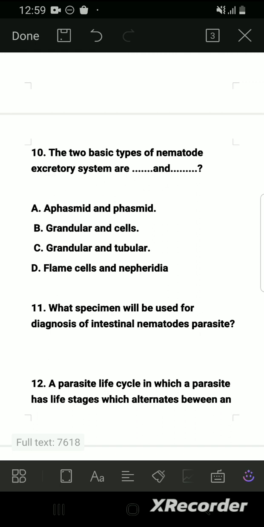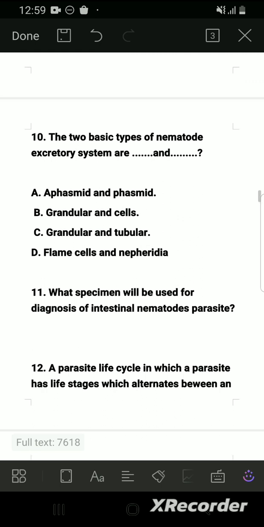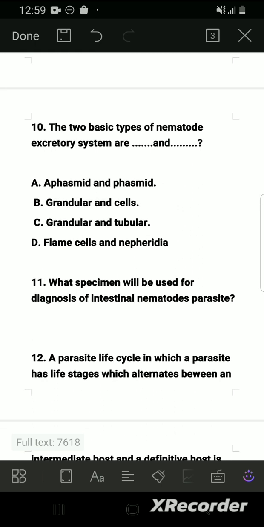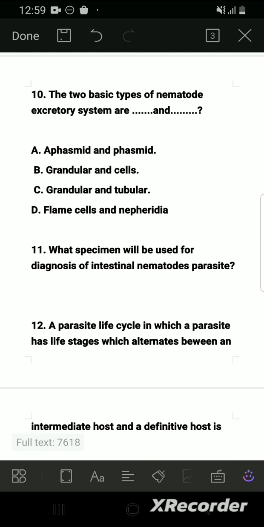Option D says flame cells and nephridia, which are actually used for excretion in platyhelminthes and other ones for humans, nephridia. Then the glandular and the tubular is actually the right answer, because the glandular and cells doesn't make any sense. We are talking about the exact organ for excretion, which is the glandular and the tubular. So our answer is C, which is glandular and tubular.